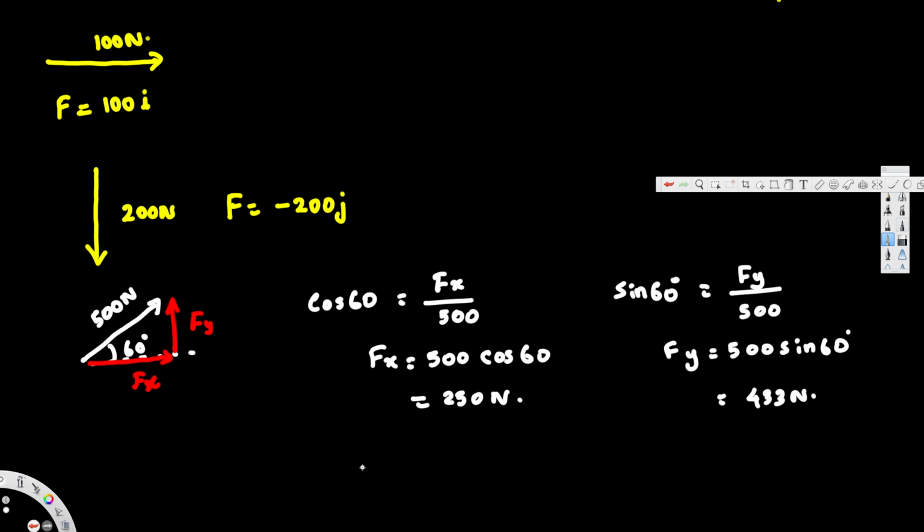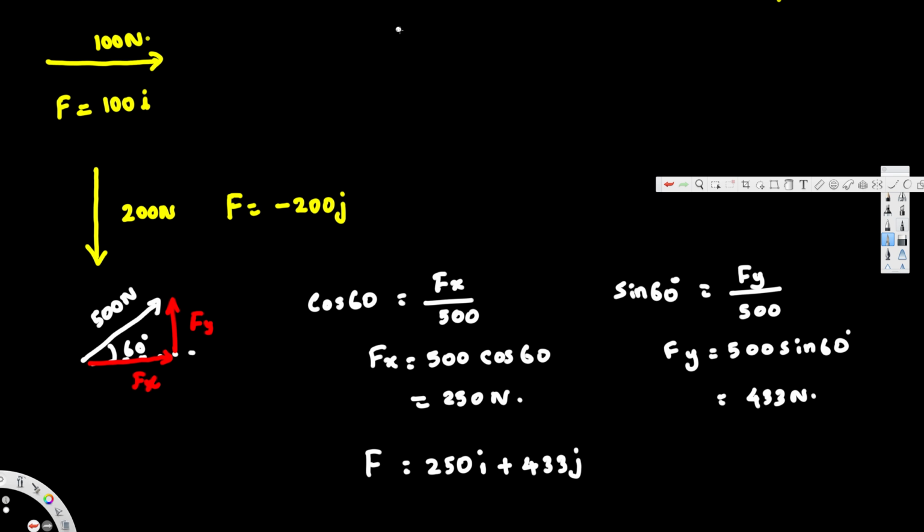So we can write our force as 250, and this is in the x component, so this is going to be i, and here we have the y component, that is 433, and that is positive, so this is going to be plus 433j, and that's it. Now let's look at another example.